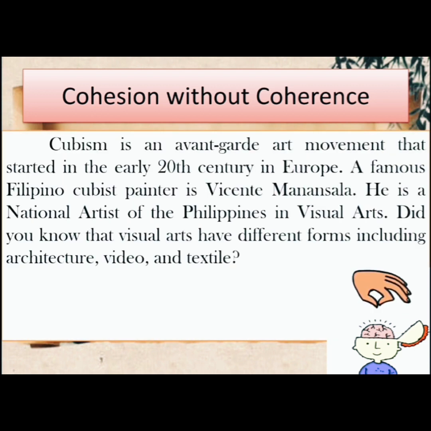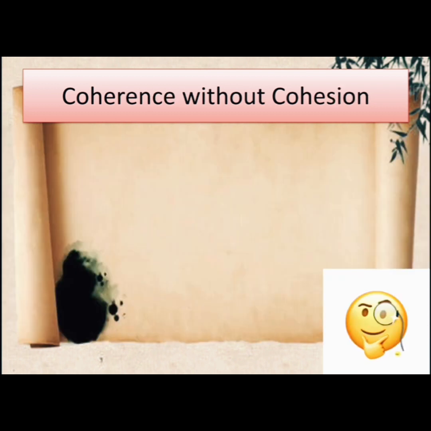In this example, every sentence is related to the next sentence in some way. The paragraph stays on the topic of art, which is the glue that holds the text together and allows it to exhibit cohesion. However, the way it was developed does not make sense. How about a text with coherence without cohesion?